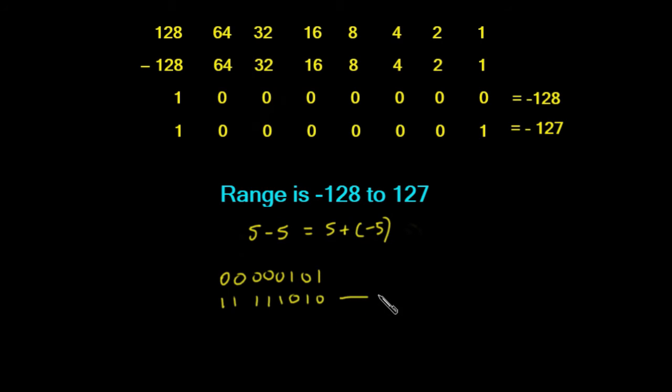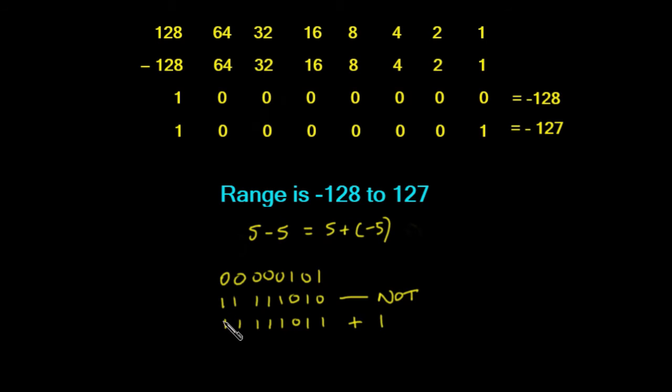So the negation is actually the not function. So we're going to have to perform a not function. But after we've performed that, we're going to have to add 1. So we're going to have a not and a plus 1. So this would become 1, 1, 1, 1, 1, 0, 1, 1. So this number here is actually the minus 5.